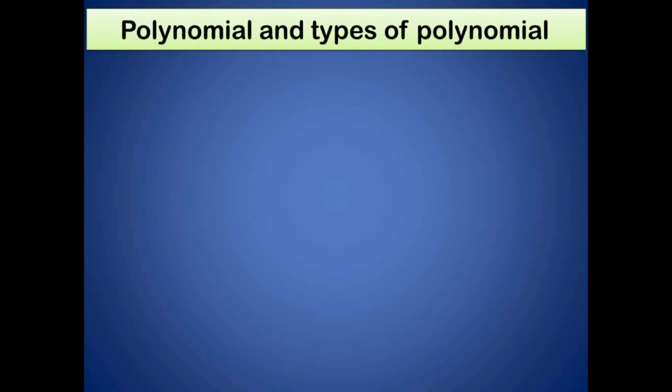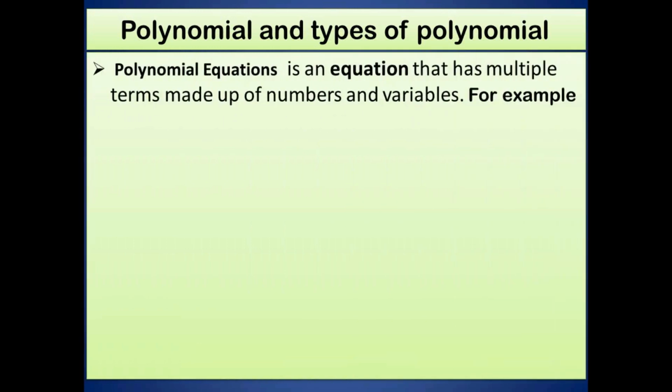Think. Good. Okay, I will explain. A polynomial equation is an equation that has multiple terms. Multiple terms mean more than one term, made up of numbers and variables. Again I will repeat: a polynomial equation is an equation that has multiple terms, meaning more than one term, made up of numbers and variables.